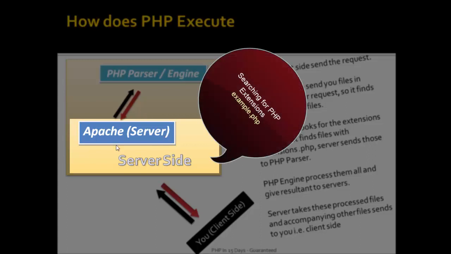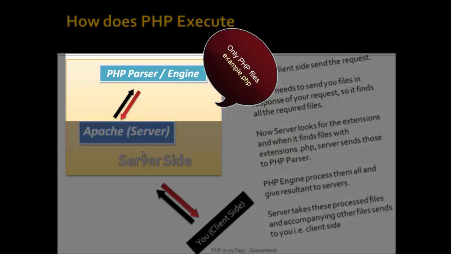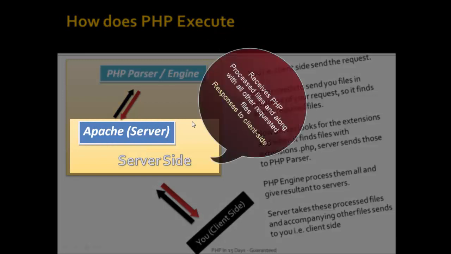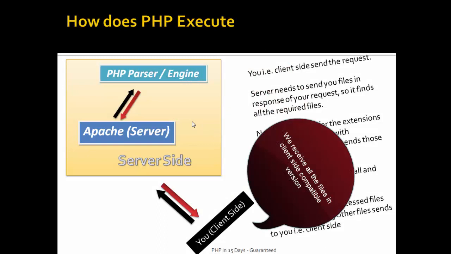Before sending the response to you or the client side, the server looks at the extensions of the files, and if it finds a file having the extension PHP, it sends that file to the PHP engine. The PHP engine then processes all of the files and gives results back to the server. The server collects these processed files and, along with all other requested files, sends them back to the client side as a response, and that's it. This is the actual reason why PHP is known as a pre-processed server-side language.